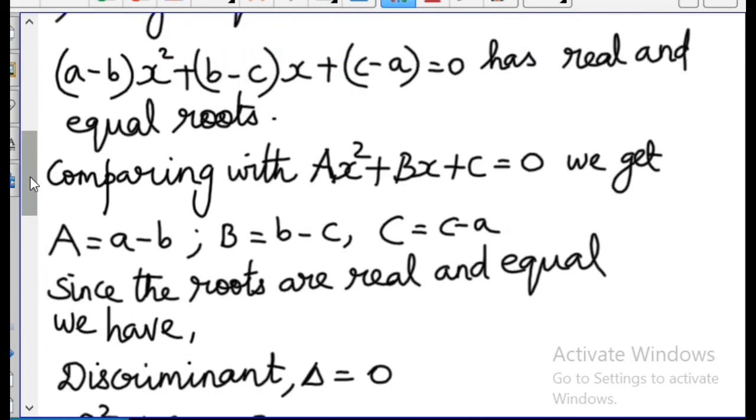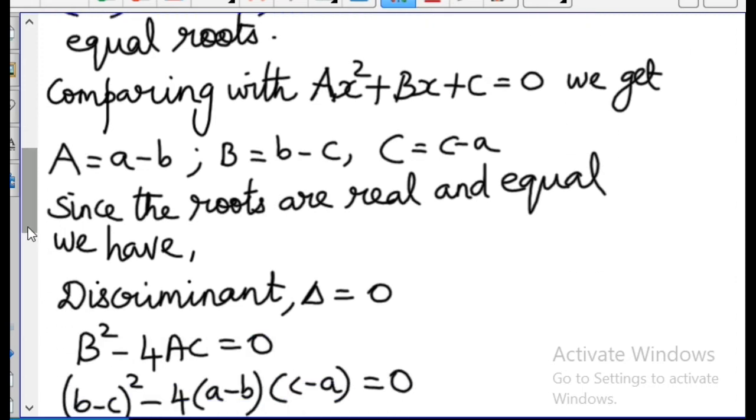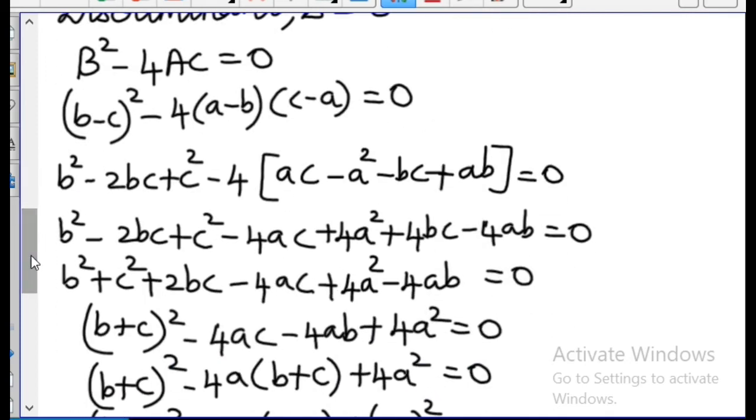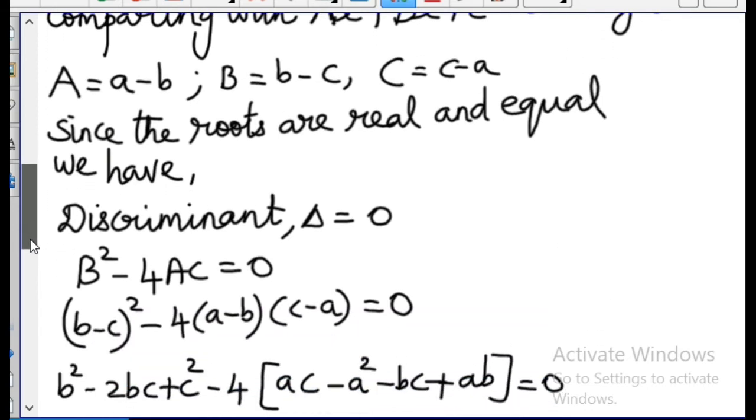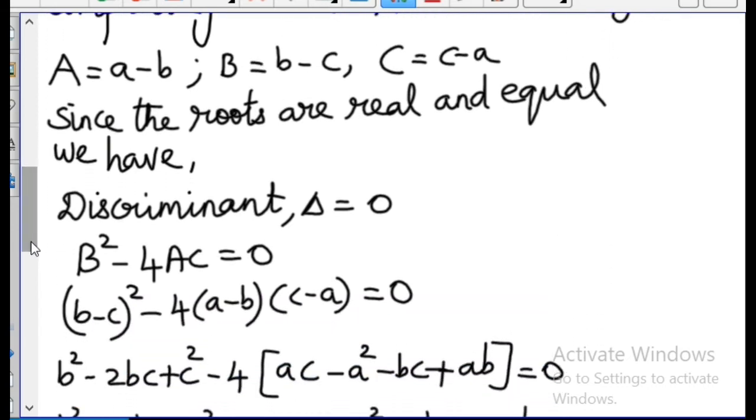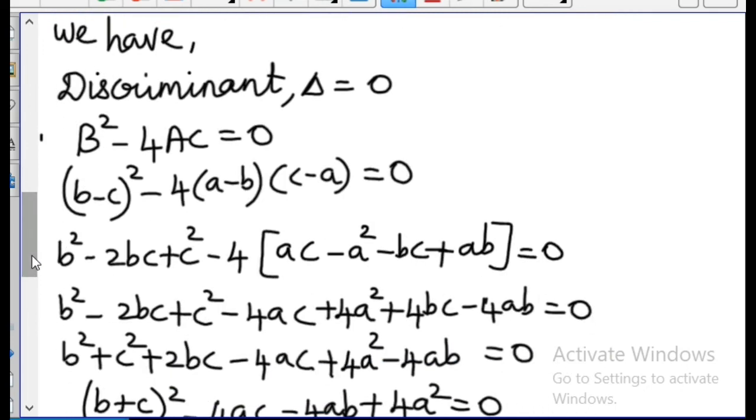The given equation is a minus b into x squared plus b minus c into x plus c minus a equal to 0 has real and equal roots. Real and equal implies the nature of the roots. Nature of the roots is dealing with the discriminant delta. In the question itself they are giving small letters, so in the equation I take it as capital letters and find the relating coefficients. We are getting A equal to a minus b, B equal to b minus c, C equal to c minus a. Discriminant delta, that is B squared minus 4AC, equal to 0.